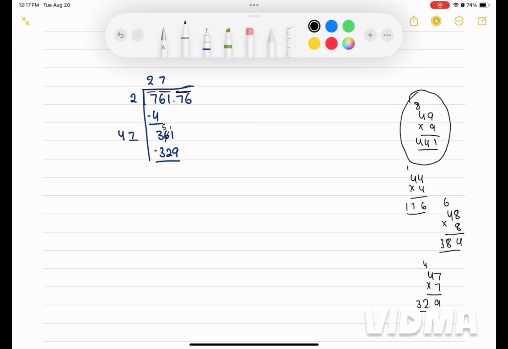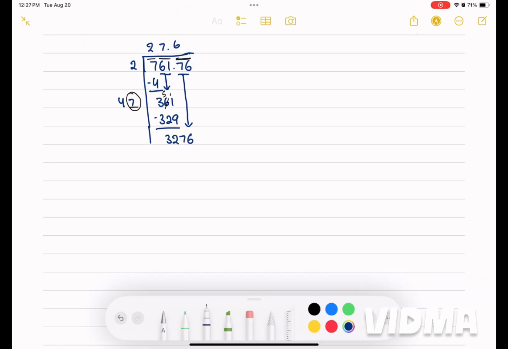We get a remainder of 32. And bring down 76. Now our new dividend is 3276. And what's going to be the divisor? Double of 27, which is 54. Now we're going to add this 4 to the tens digit over here. So 4 plus 1 makes it 5. Right? So our divisor will be 54 and a new number to come.